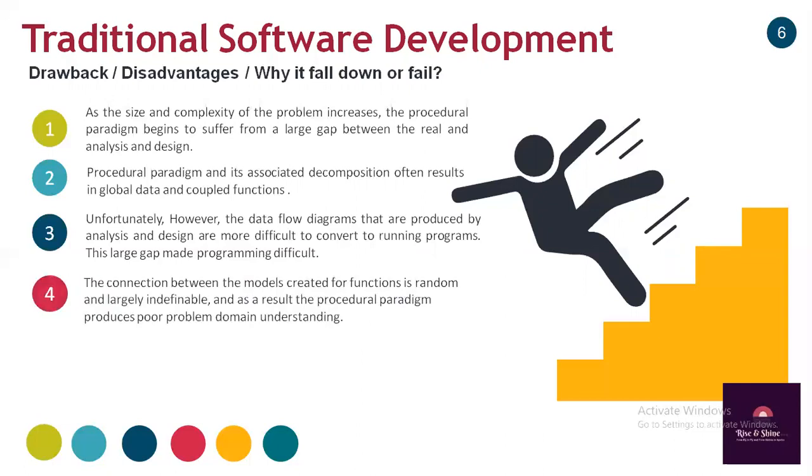The connection between the model created and the functions is random and largely indefinable, and as a result, the procedural paradigm produces poor problem domain understanding. The domain is not understood by the programmer. The stakeholders in this system's implementation are at different levels. They are not at the same stage, or not in the same line. So there is difficulty in managing things.